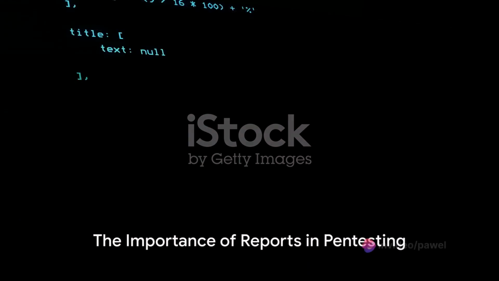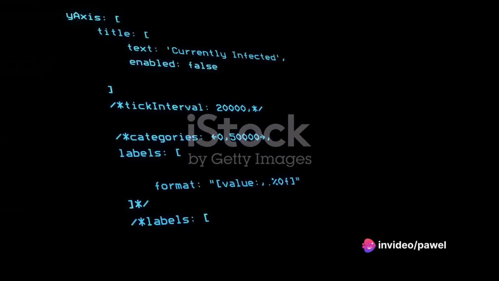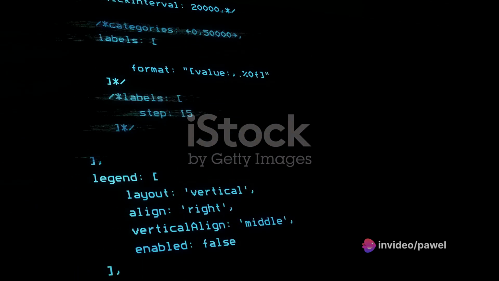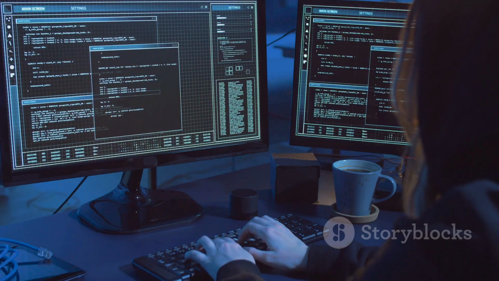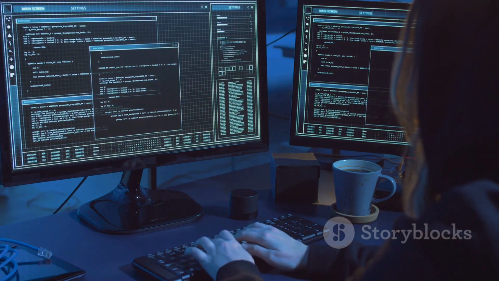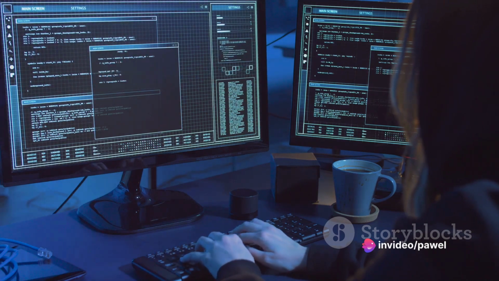Ever wondered why reports are so crucial in the world of pen testing? Well, let's dive into that. In the vast landscape of cybersecurity, pen testing, or penetration testing, stands as a sentinel, identifying vulnerabilities in our digital defenses. And the report? It's the detailed map that highlights these vulnerabilities.